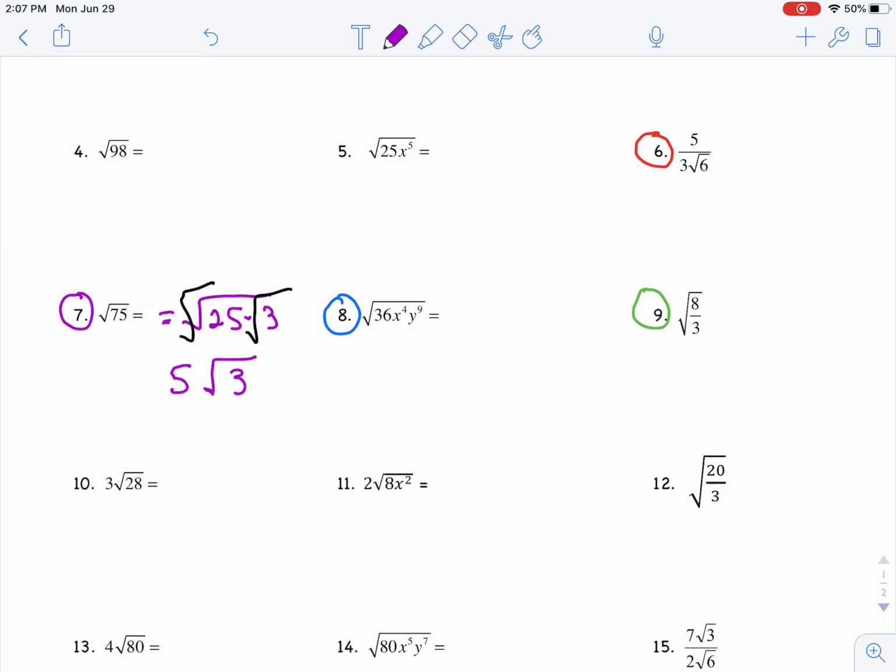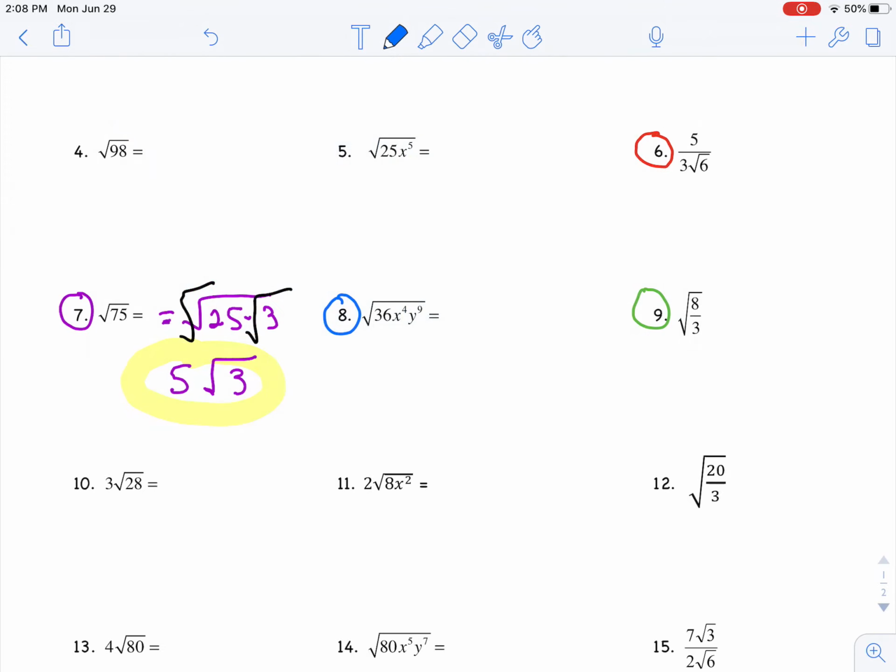And then once you get to that point, if there's nothing else under the radical that can be simplified, if there's no perfect square factors under the radical anymore, then you're done. So this is the answer to number 7. It's 5 square root of 3. So that's kind of the first thing we look at. We kind of do the same thing with variables here.